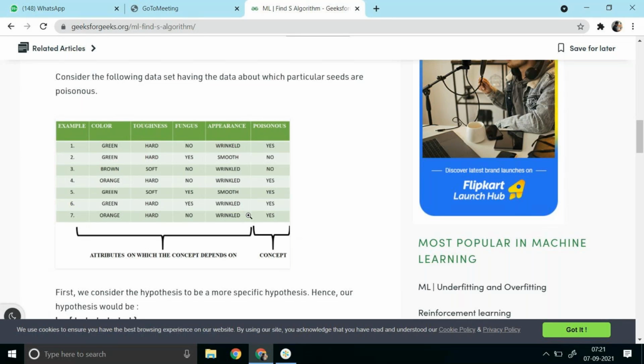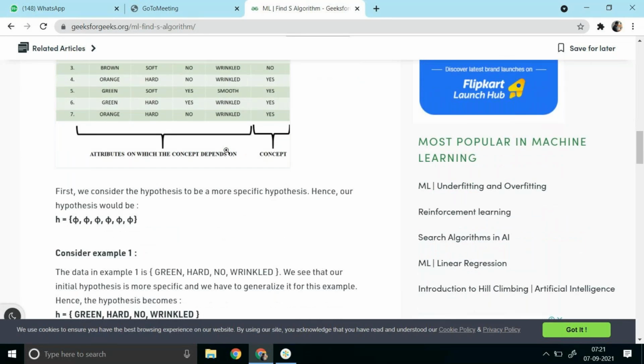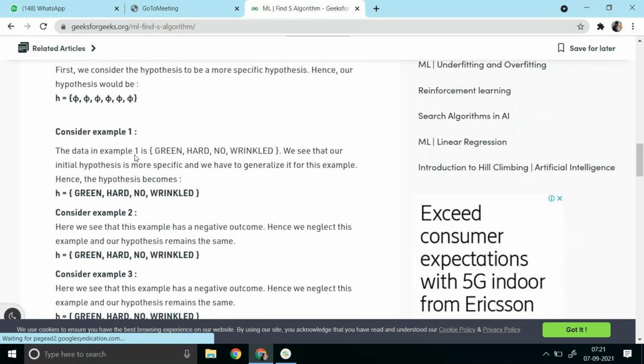So first we need to consider the most specific hypothesis. We will consider the first example as the most specific. So what is the most specific? Green, hard, no, wrinkle. This is the first example. Now see here, first we'll consider green, hard, no, wrinkle.